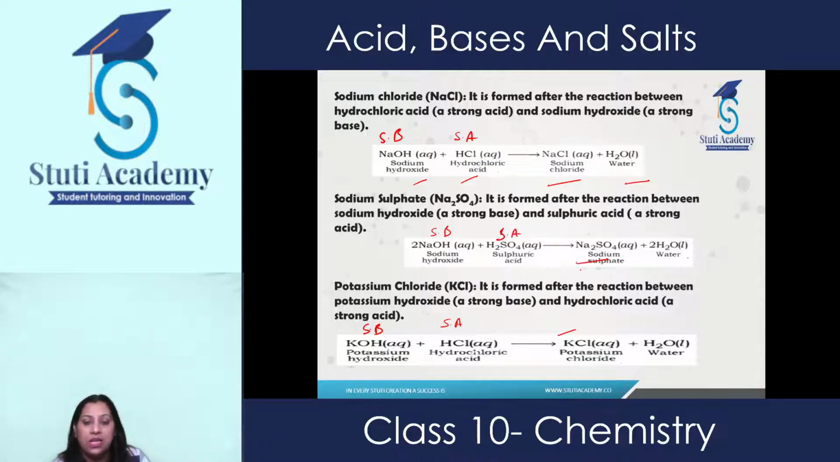As you can see, in all these three equations, water is common. And all these equations or reactions are known as neutralization reactions.